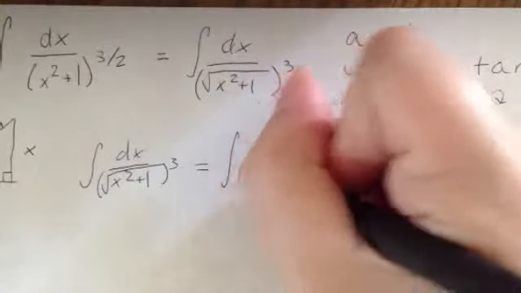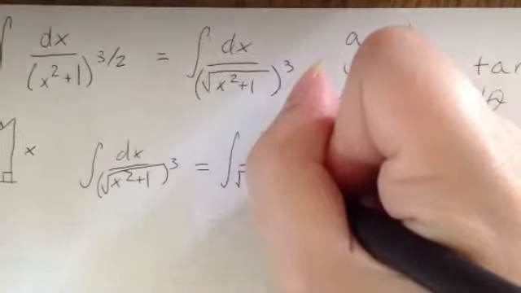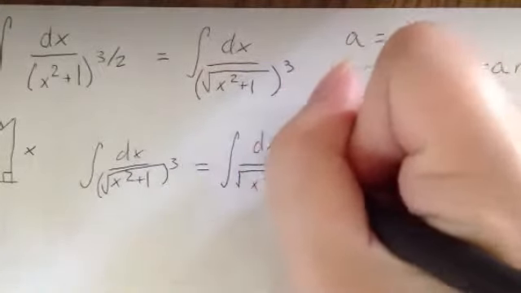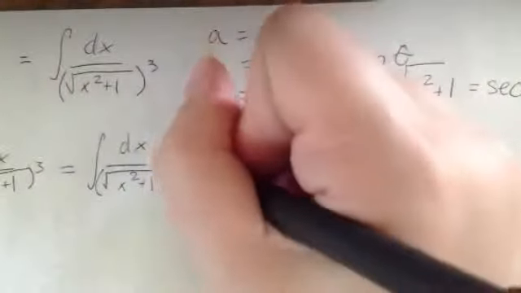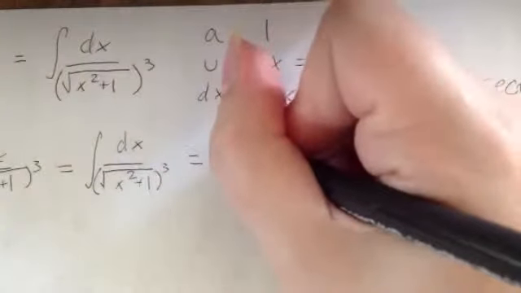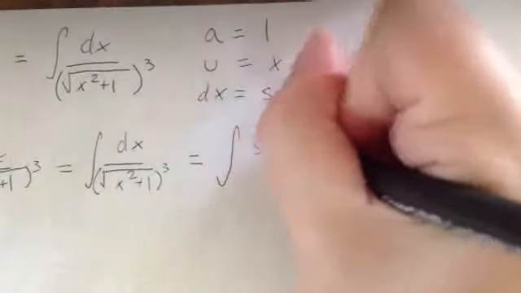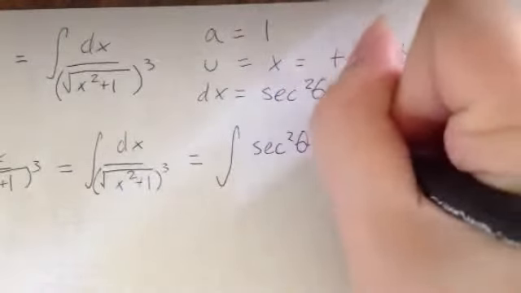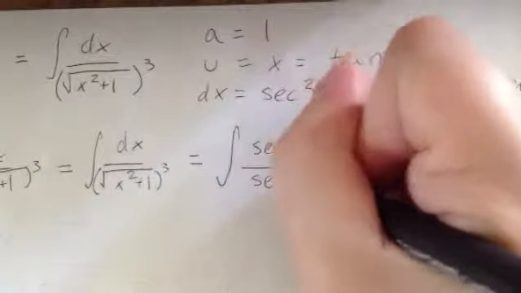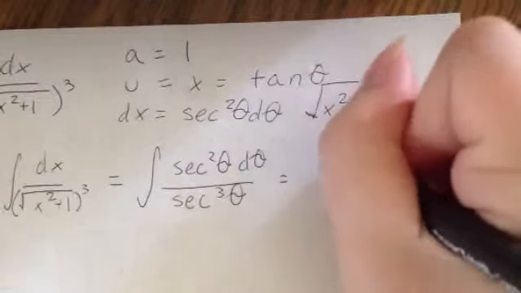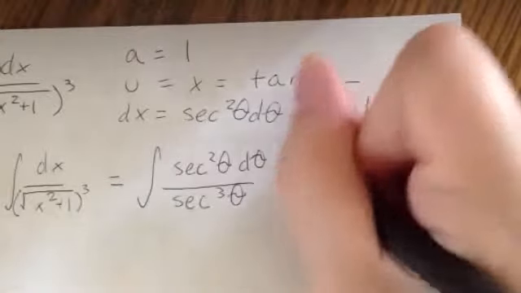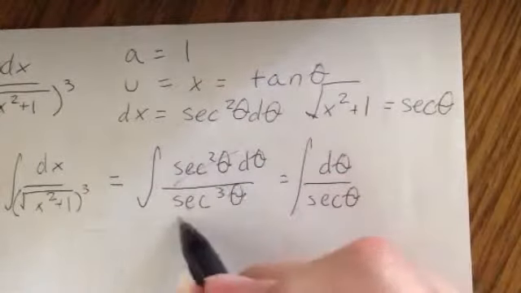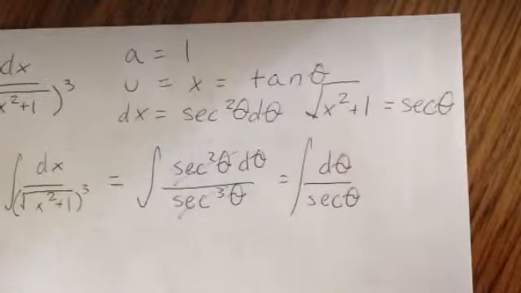So I just rewrote it twice. That's okay. That's also important. Always rewrite it twice. So now you can start plugging it in. Begin with dx being secant squared theta, d theta, and then with the radical expression being secant theta, when you raise it to the third, it's secant third theta. You can cancel these out and get d theta over secant theta because they get canceled out.